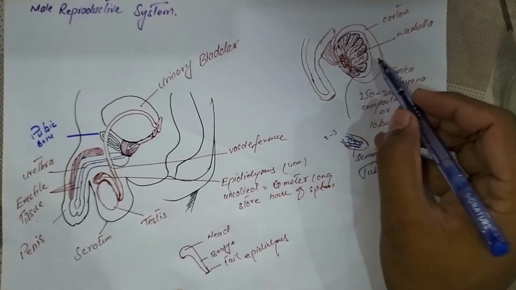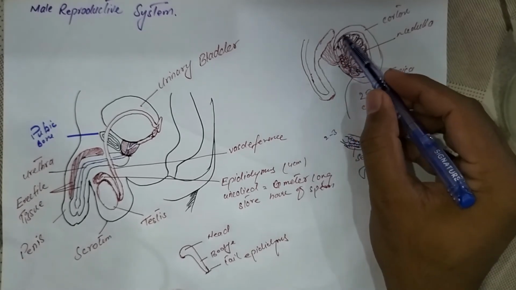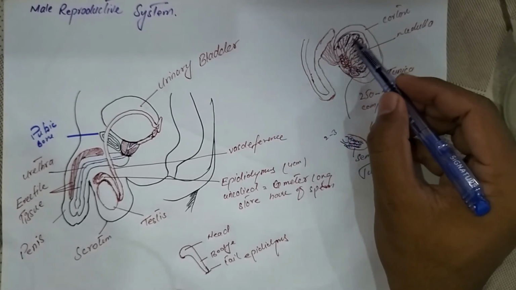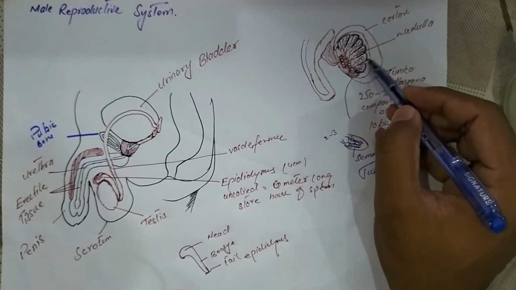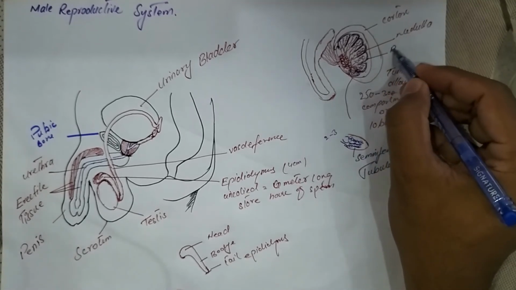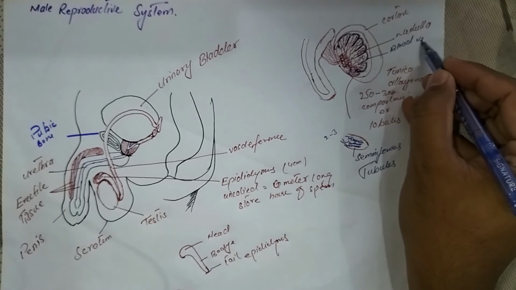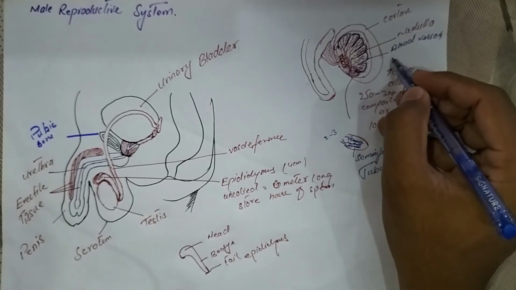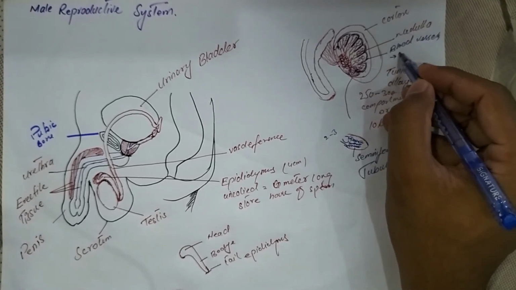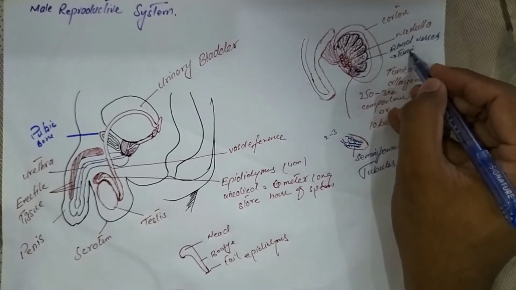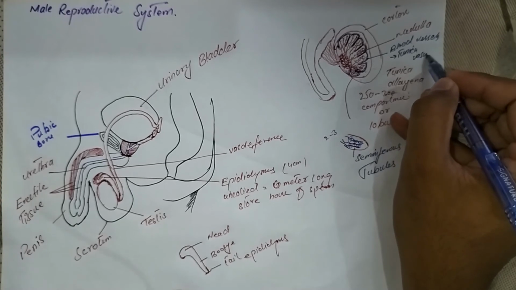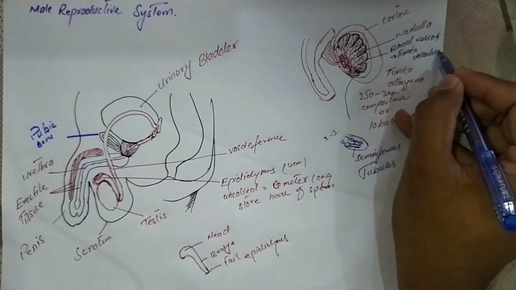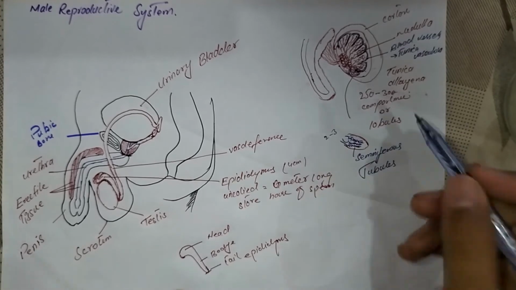Have a look at these blue structures. They show that these are the blood vessels lining the septa, supplied by the tunica vasculosa.